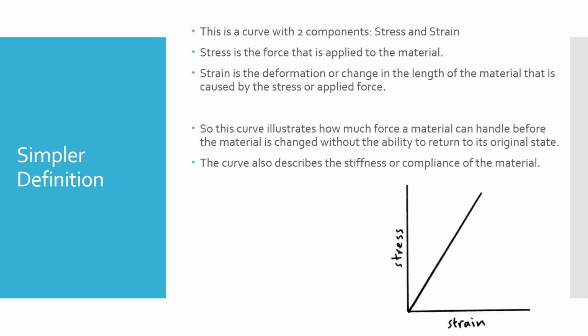The curve also can describe the stiffness or compliance of a material. The stiffness of a material is represented by the steepness of the stress-strain slope. If the material is more stiff, and resistant to lengthening, then the slope will be steeper than if the material is said to be compliant. A compliant material is less resistant to change and is able to change its original length more easily than if it is said to be stiff.